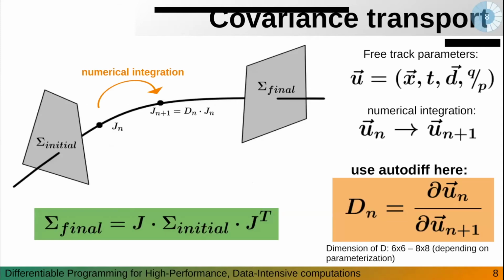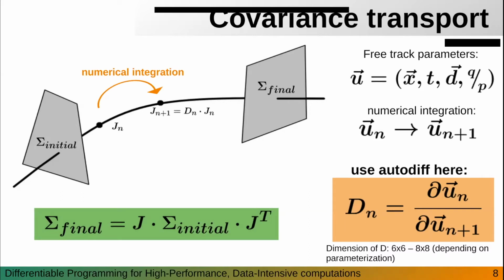So to give an overview of the covariance transport, the key problem is that we want to propagate a track from one surface to another one. And we do not only want to propagate the track parameters, but also the covariance matrix. Therefore, we need a Jacobian between these two surfaces. This Jacobian must also be built up iteratively during the integration, and here you see it in the orange shaded formula. Here we want to apply Autodiv.